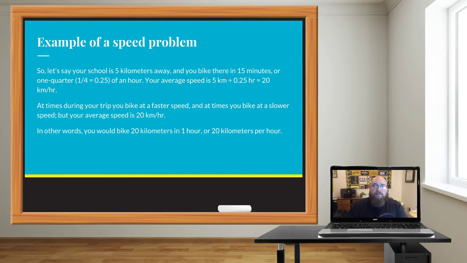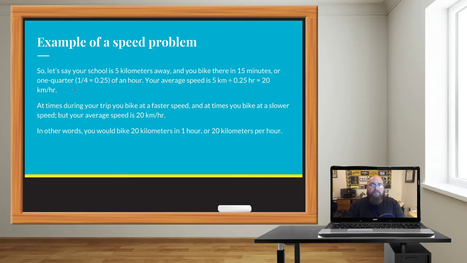Notice the units, just like in density. Kilometers is distance. That goes on top of our division bar. We were working in hours in this case. That goes on the bottom of your divide bar. So our final answer has a combination of those two units. Again, just like density, the final answer comes out to 20 kilometers per hour.